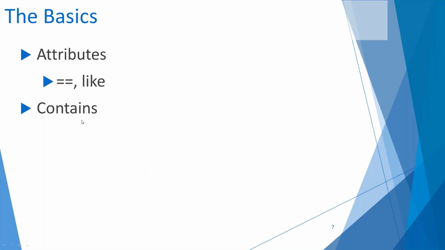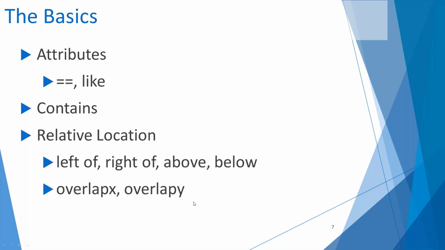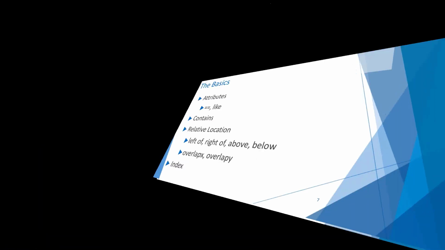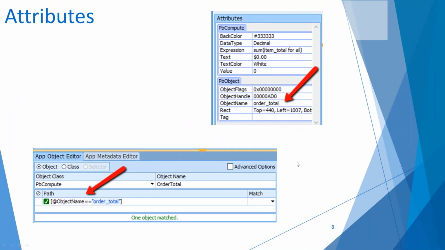You also see contains a lot. Contains is where we're using children of an object in order to identify it. We're going to look at examples of all these things. Relative location is another one that you see used a lot: left of, right of, above, below, overlap X, overlap Y. And then of course the index, which is sometimes used alone, but more often with other paths. So let's take a look at some examples now.